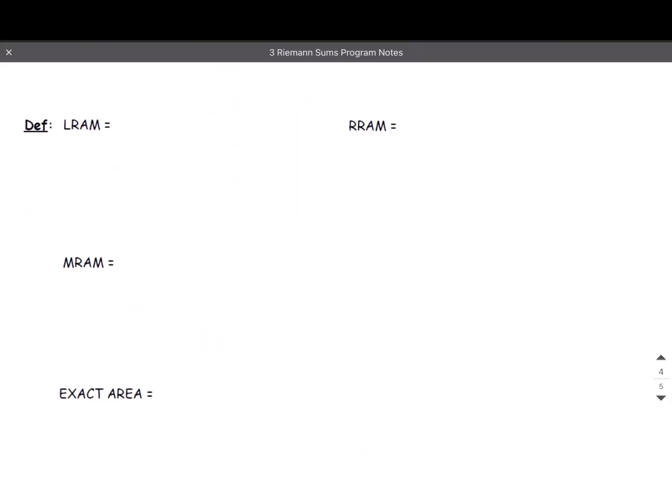Now the LRAM, I want to think about the LRAM. The LRAM is the sum of all our areas, right? We take our base delta x times the function value at each of the x values, where the x values are the left bounds. So we would have to use k from 0 to n minus 1, because n would be the right endpoint, and we don't use the right endpoint in a left rectangular approximation. Okay, and the summation tells us add up all those areas.